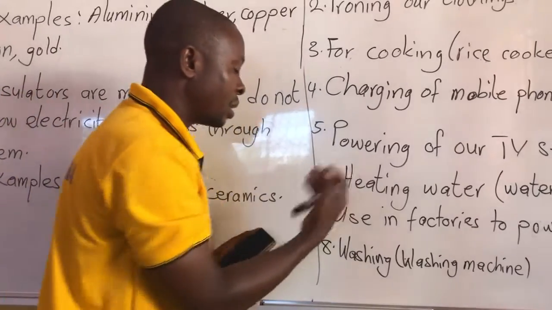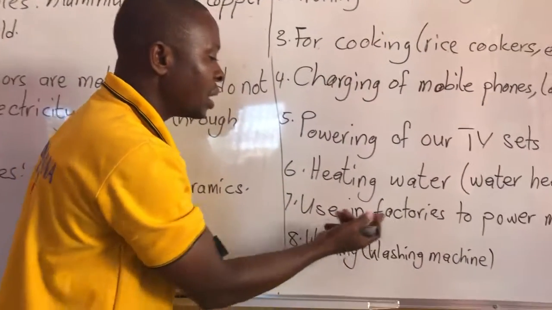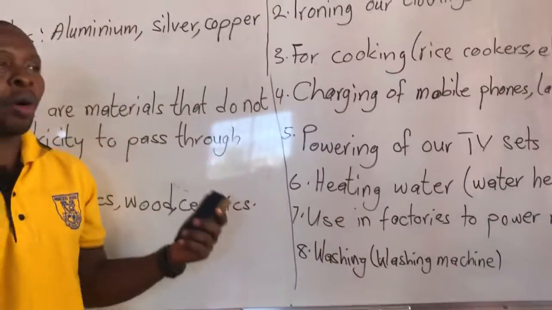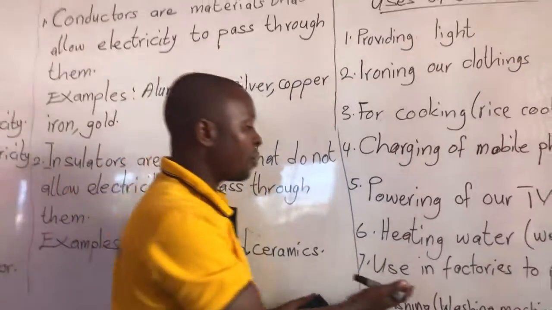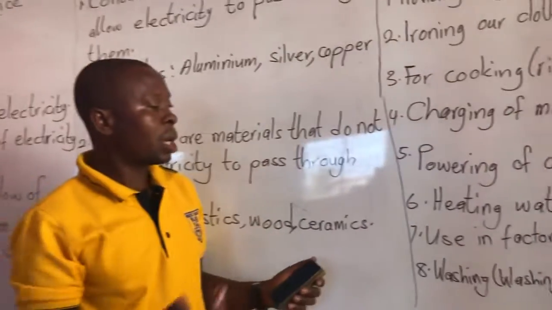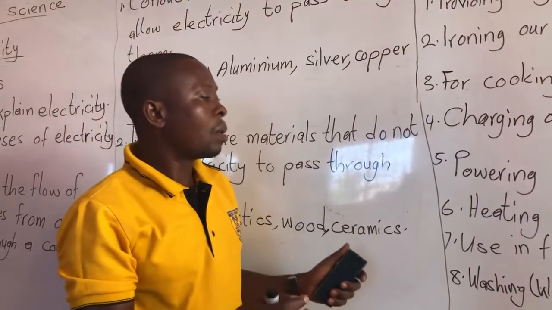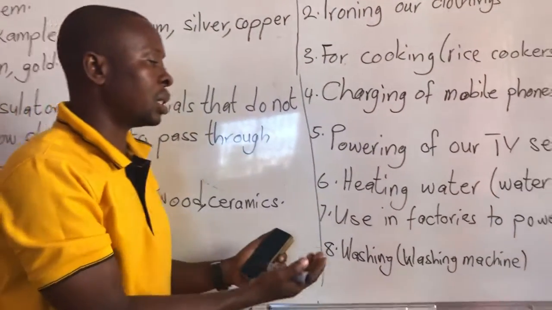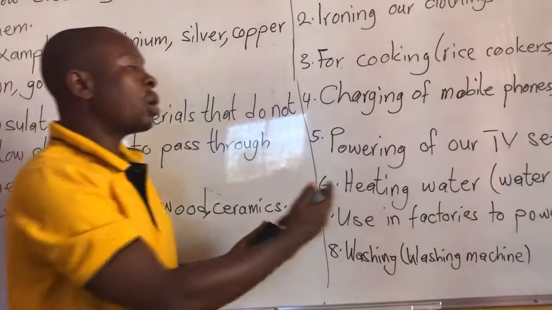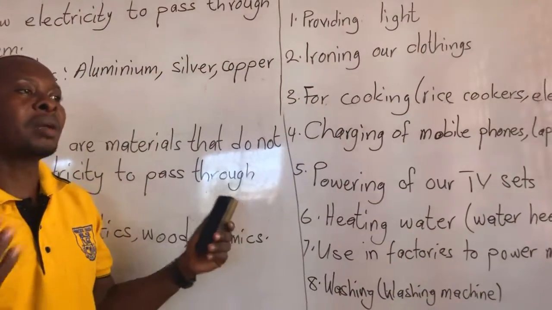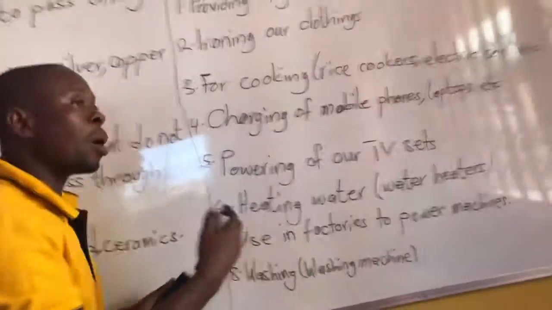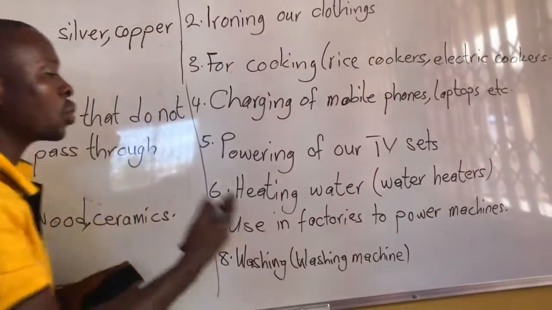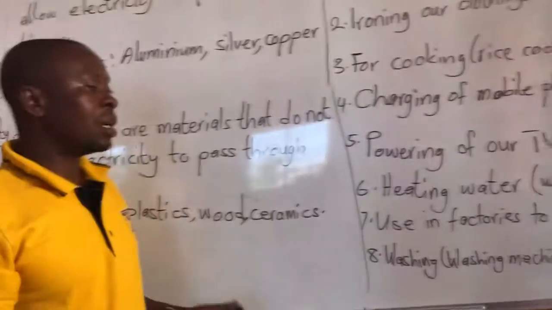So we use electricity. And we use electricity in factories to power machines. Most factories, even in our home, our fridge and our deep freezers also use electricity at home. And other big companies also have machines that use electricity to power them so that they will be able to function well. So in companies too, they use electricity to power their machines.